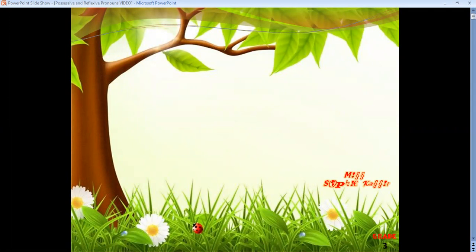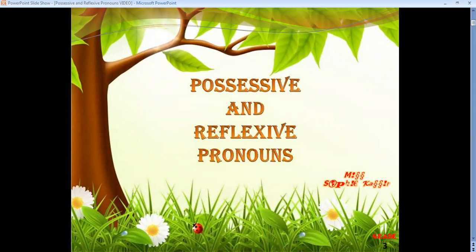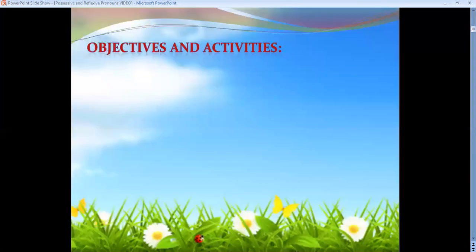Actually, I'll continue the pronouns and give you the rest of the kinds or types that you're supposed to know according to your book. Okay? Let's start. So, this lesson is about possessive and reflexive pronouns. Okay? Let's start. What are the objectives and activities?